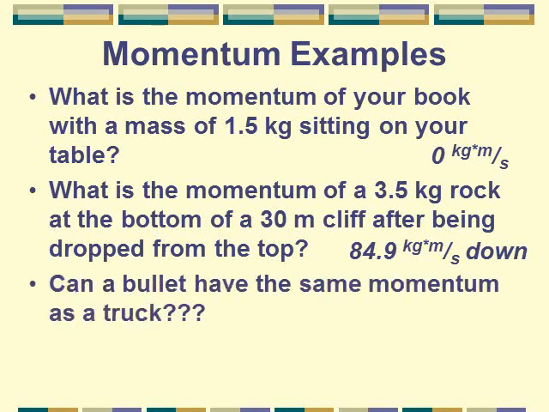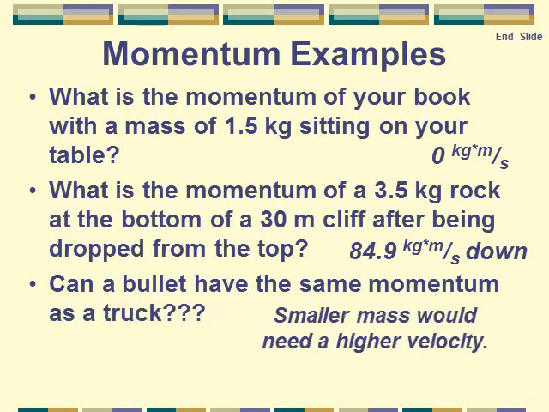Next question says, can a bullet have the same momentum as a truck? Now, the fact of the matter is that you have a bullet with a very small mass and a truck with a very large mass, and a lot of people would say, well, no, they can't possibly, because they don't have the same mass. They don't have it even close to the same mass. But you can actually have the same momentum for a bullet as you can for a truck. It's just that the bullet with a small mass would need to have a higher velocity in order to have the same momentum as a massive truck with a low velocity.